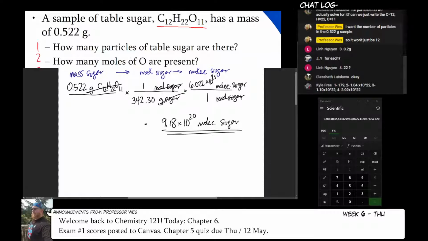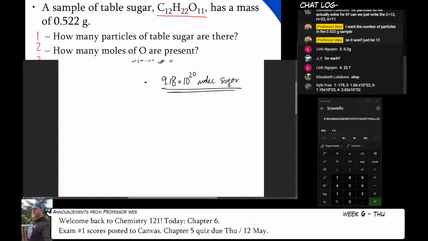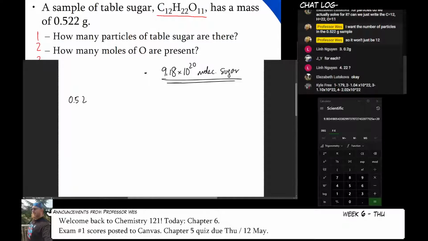All right, let's do the second one now. How many moles of oxygen are present? So we'll start at the same spot. We're going to be starting with this over and over here. And this time we want to go mass of sugar to moles of sugar. And if I know how many moles of sugar I have, I know how many moles of oxygen are in it because I know the formula. It's right there at the top, yeah?